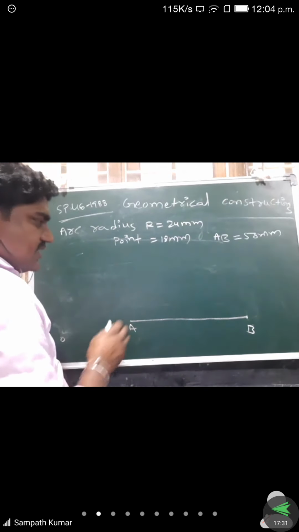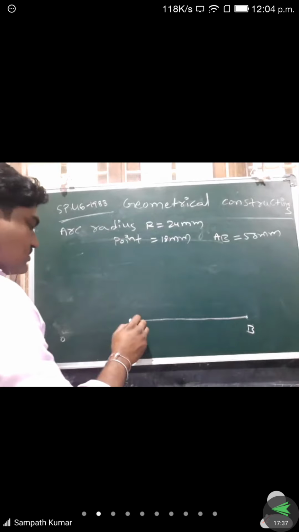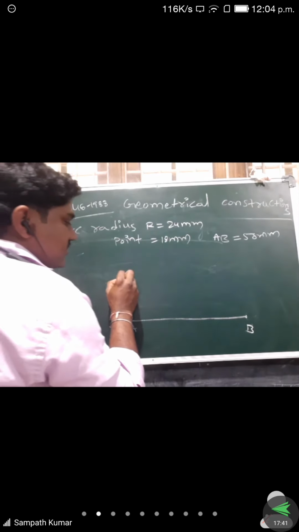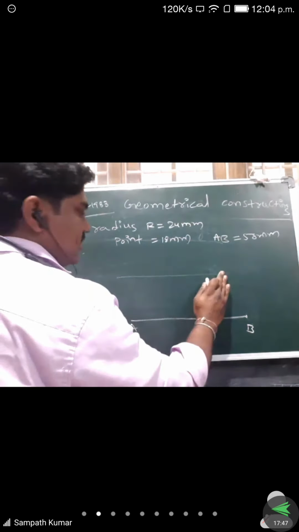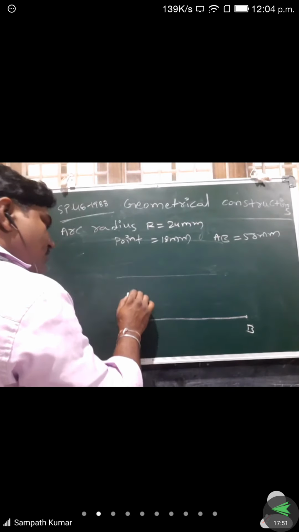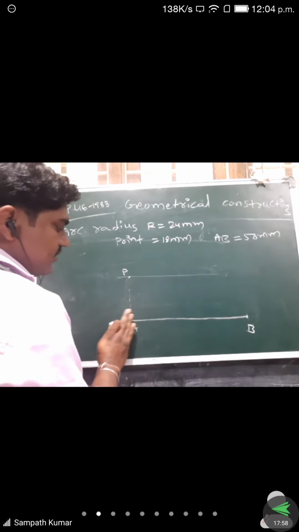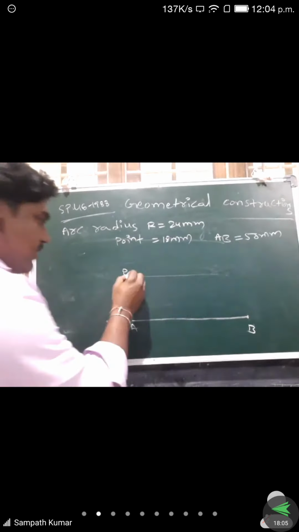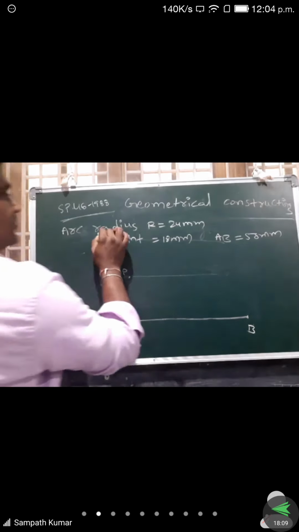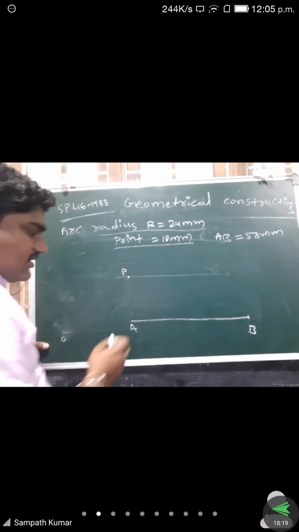Then we have to locate the point at a distance of 18 mm. The point is at an 18 mm distance; we can draw it above or below. Draw a line at 18 mm distance. Take a perpendicular and locate point P on this line. Next, we have to draw another line.